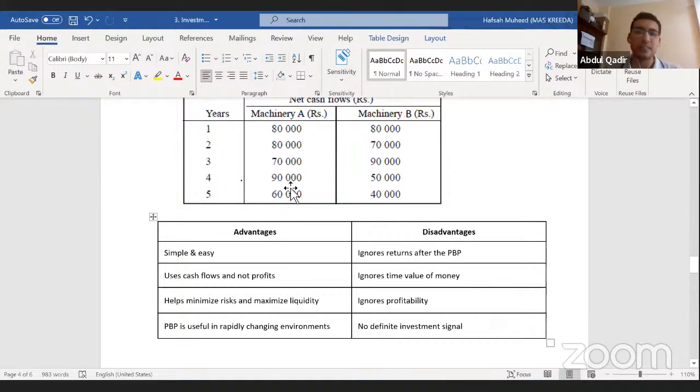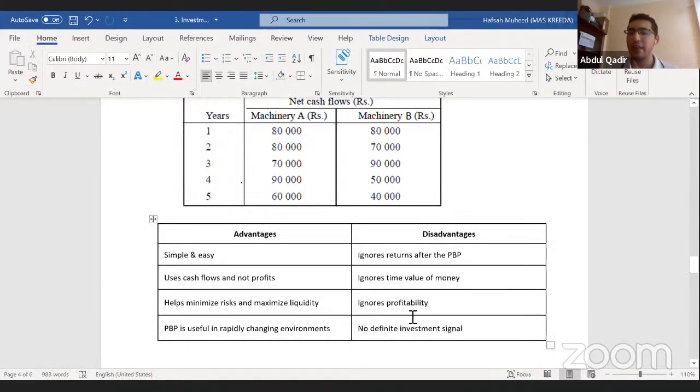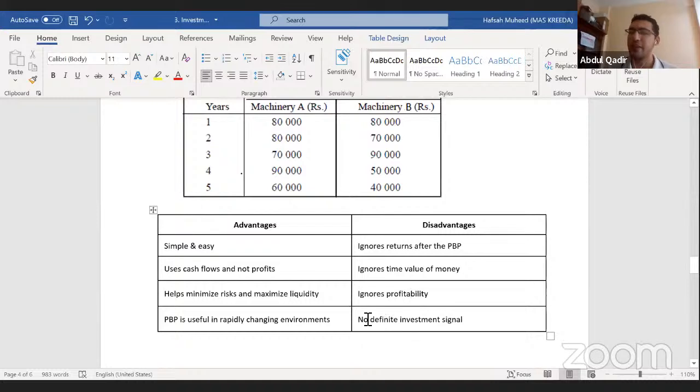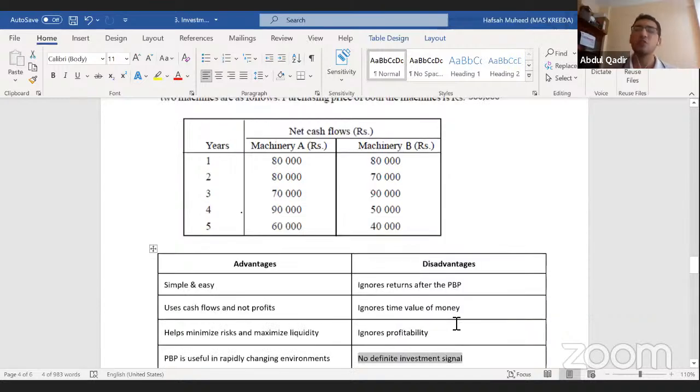Now here in this example, there is 60,000 you will receive in year 5. That's not true, right? When you're evaluating the project today, the 60,000 you get in 5 years is not the same amount you get today. It also ignores profitability. It's a double-edged sword. They say cash flows is good, but a disadvantage is that you ignore profitability. And again, there is no definite investment signal. It doesn't tell you on its own whether to invest or not.